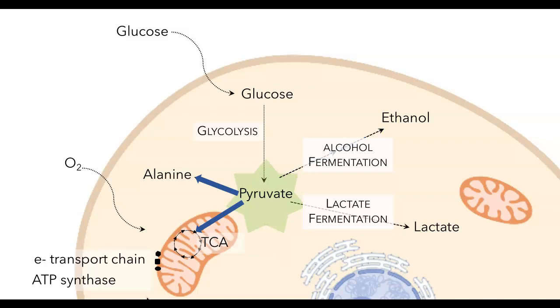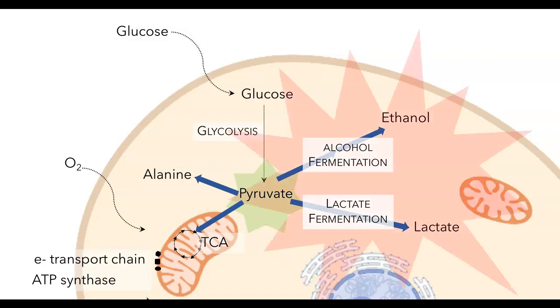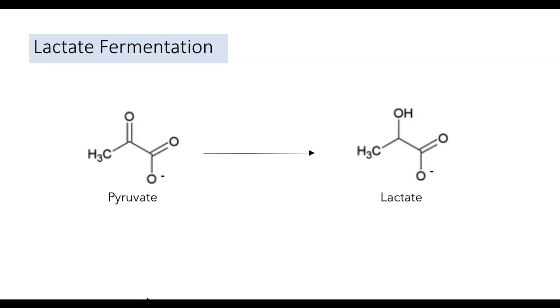And pyruvate is also the beginning material for what's called alcohol fermentation and lactate fermentation, and those two will be the focus of this video. Well, let's look at them one by one, beginning with lactate fermentation. The starting material is pyruvate, and the end product is lactate.